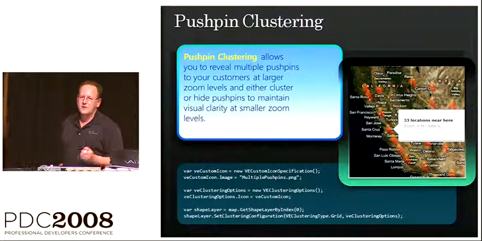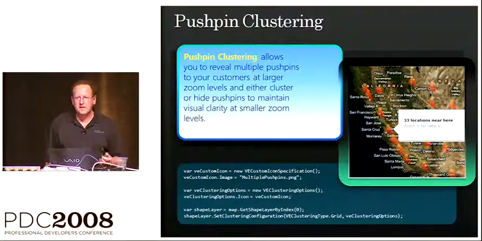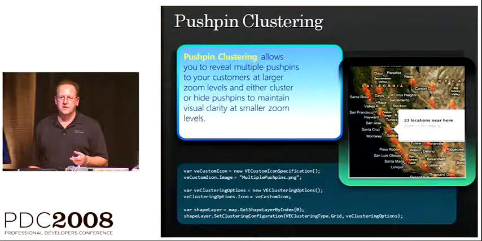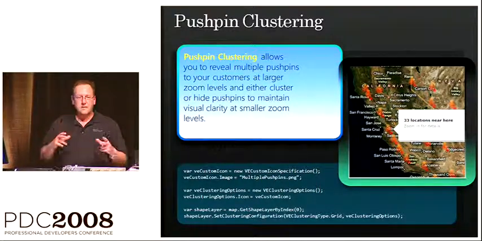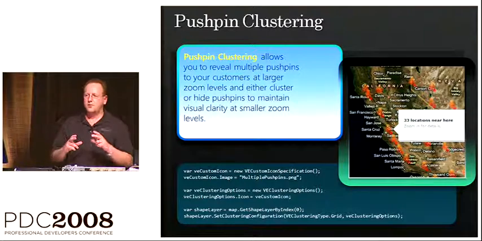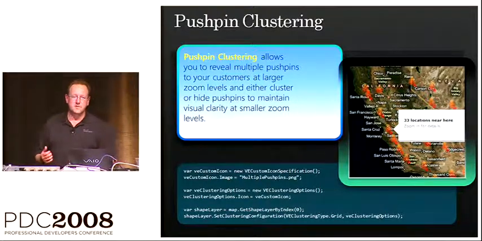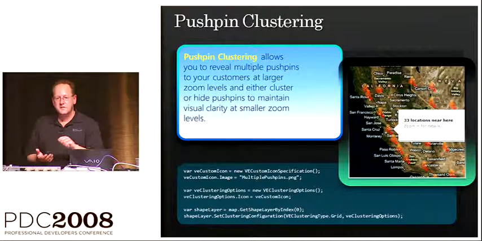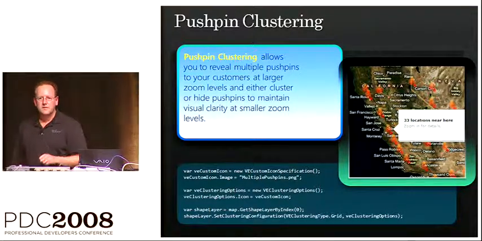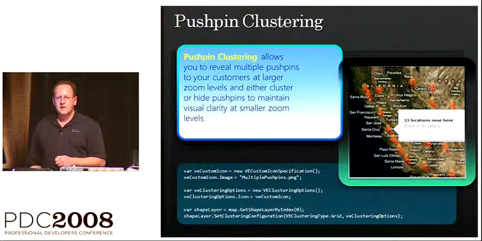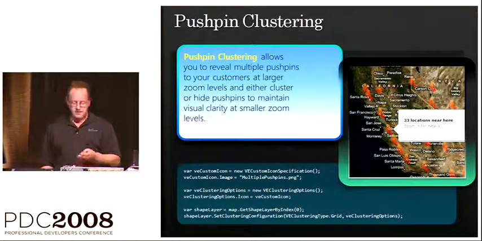The next feature I want to talk about is one that I'm really, really excited about, and one that, again, a lot of customers have been asking us for. The notion of push-pin clustering becomes relevant when you're building applications that have a lot of push pins in very close proximity to each other. As a result, at many zoom levels, it's very difficult for your users to interact with the push pins. So we've now enabled push-pin clustering natively within Virtual Earth 6.2.